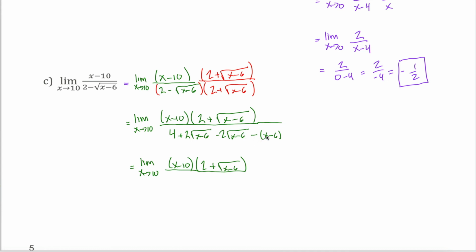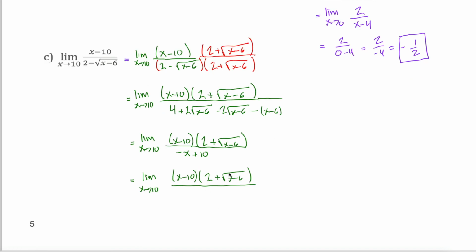I have negative x minus 6, which is the same as negative x plus 6 if I distribute this negative sign. There's the negative x, and the positive 6 can add to this positive 4 to give me a positive 10. We're so close, right? I want to cancel out this x minus 10 with an x minus 10 from the bottom. We're so close to an x minus 10 here. Oh man, I wish this said x minus 10.